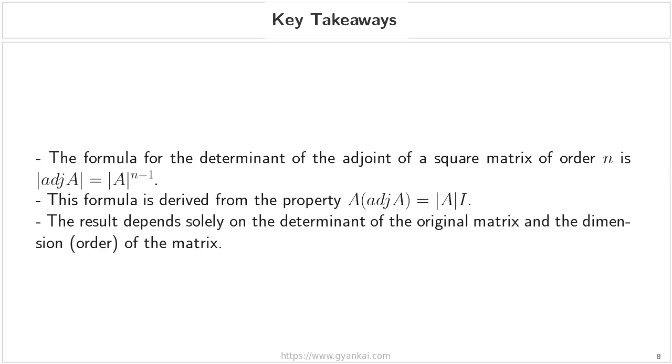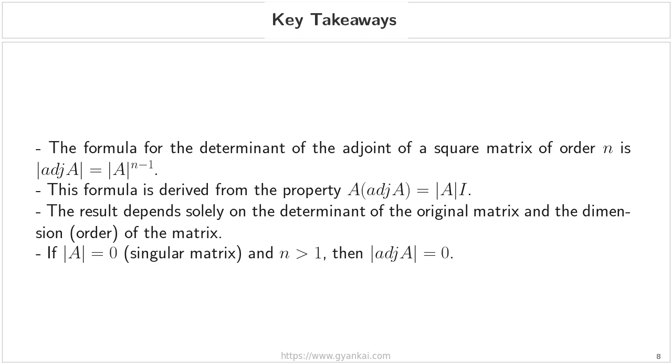One of the most useful things about this formula is its simplicity. You'll notice that the final result depends solely on two pieces of information: the determinant of the original matrix and the dimension, or the order, of that matrix. You don't need to know the individual elements of the adjoint matrix itself.